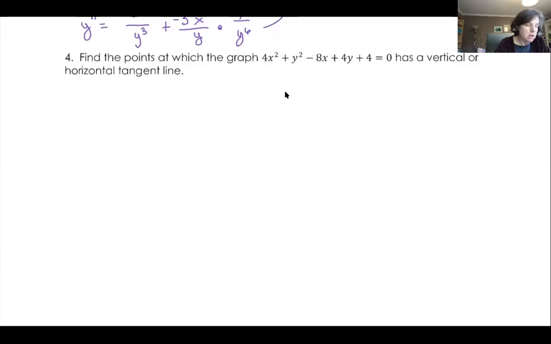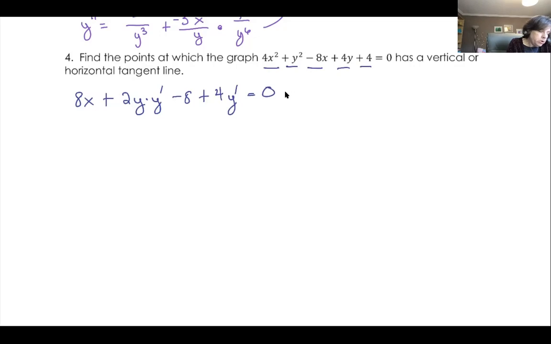Sorry. Okay, so obviously I don't want to solve this thing for y. I've got a y squared and a y, and it would be a mess. So implicit differentiation, we love you. All right, so the derivative of 4x squared is 8x. The derivative of y squared, that's like goobly to the second, so 2 times my goobly times the derivative of goobly. The derivative of 8x is -8. The derivative of 4y would just be 4 times the derivative of y. The derivative of 4 is 0. The derivative of 0 is 0.